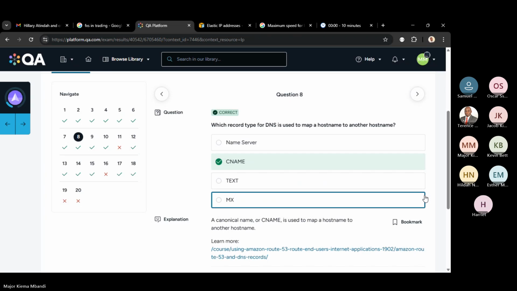Which record type for DNS is used to map a host name to another host name? This one was straightforward, it was the CNAME, in full canonical name. So what about the MX record? I think that is for mail. Okay, what about the TXT?